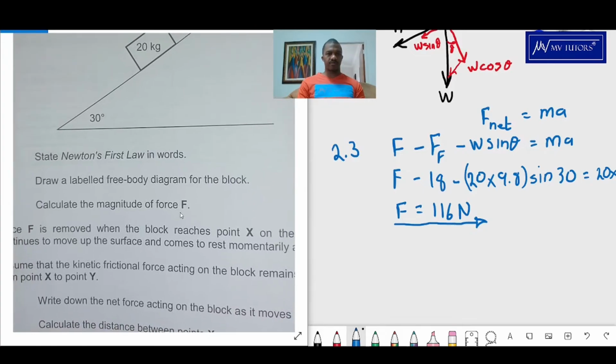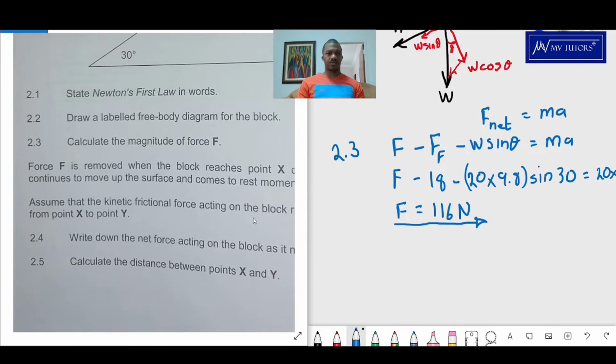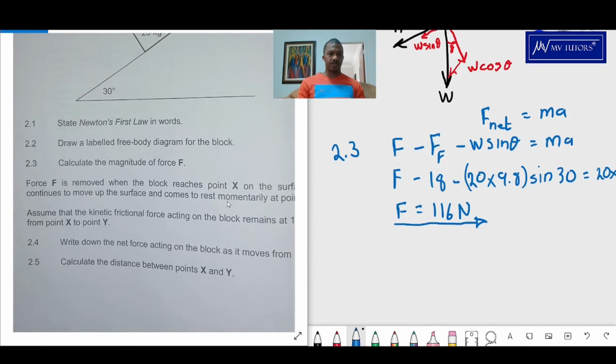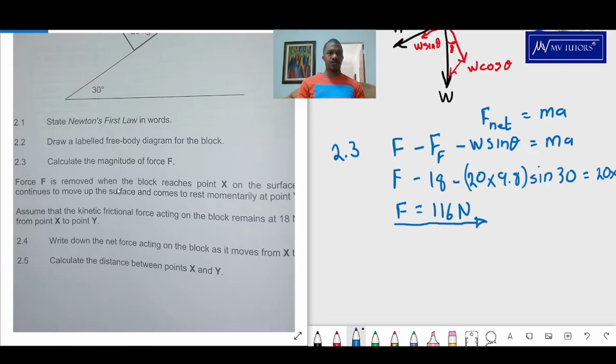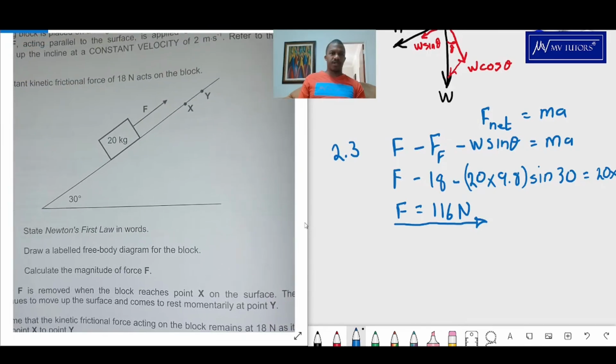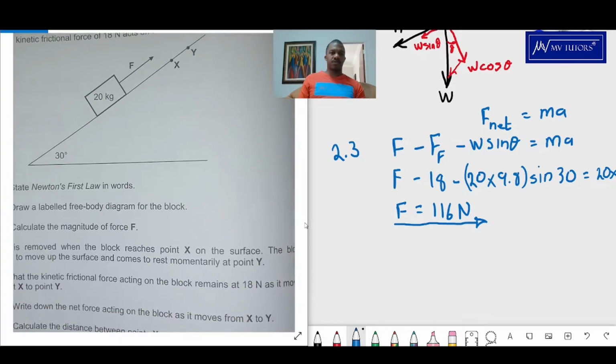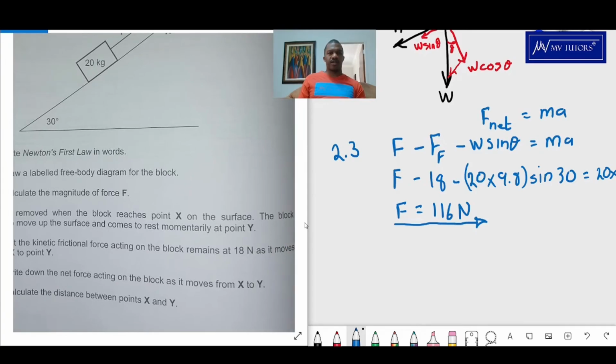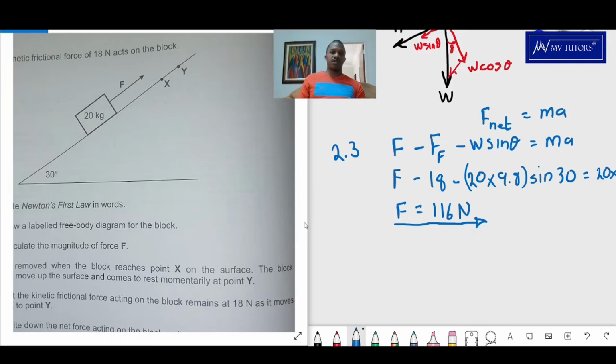It says 2.3, we just solved it, so we're on 2.4 now. Let's read it first. Force F is removed when the block reaches point X on the surface. So where's point X? There it is. So the force is pulling, and then when it reaches here, they release the force. Then what happens? The block continues to move up the surface and comes to rest momentarily at point Y. So of course, removing the force, it can move a little bit and then it eventually stops.